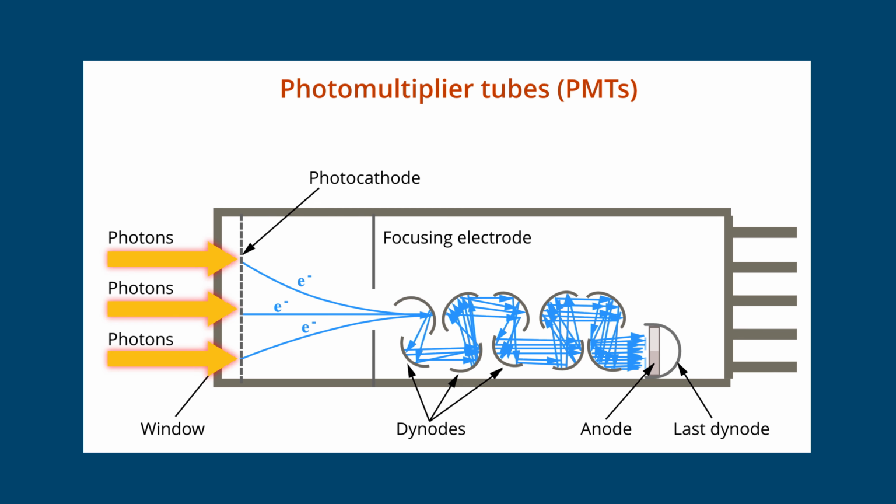Detector. Photomultiplier tubes, PMTs, amplify incident radiation signals via electron multiplication. Signal intensity correlates with light absorbance.